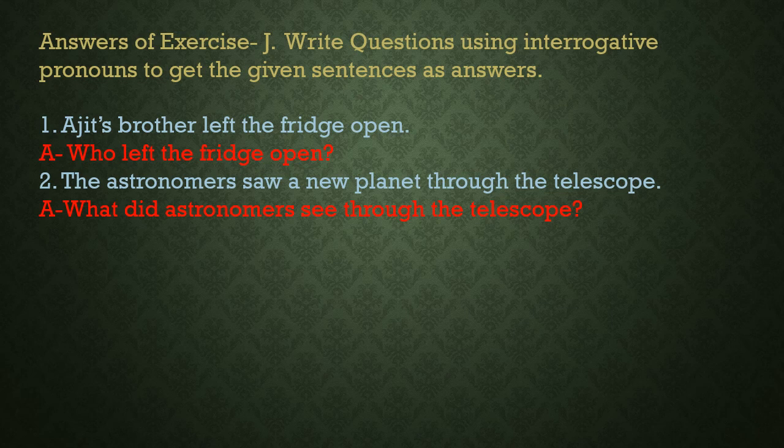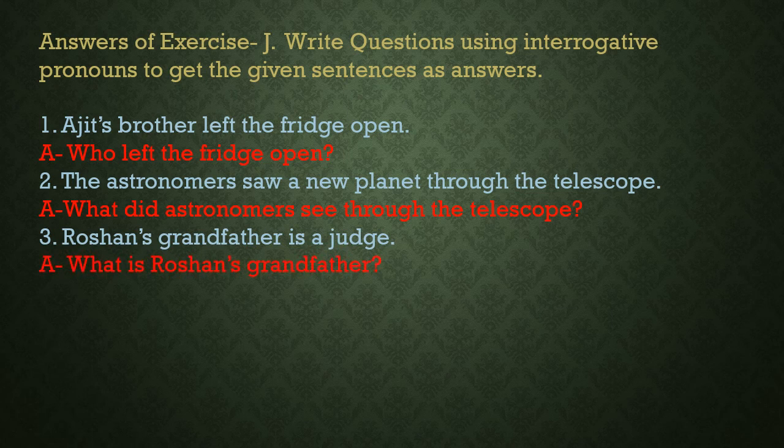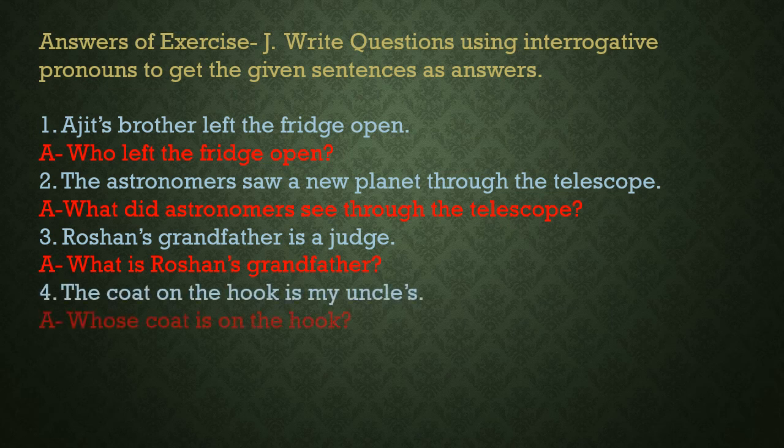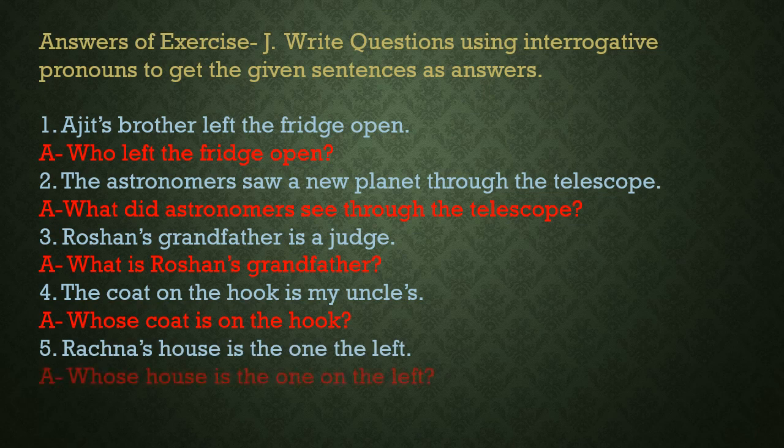Okay. Number 3, Roshan's grandfather is a judge. What is Roshan's grandfather? Number 4, the coat on the hook is my uncle's. Whose coat is on the hook? Question mark. Rachna's house is the one on the left. Whose house is the one on the left? So this way you have to correct all the answers given here.